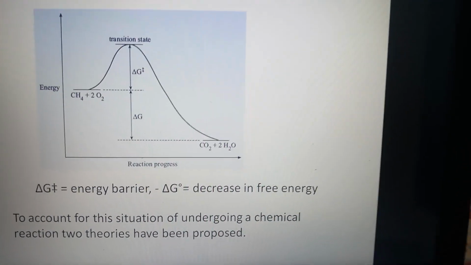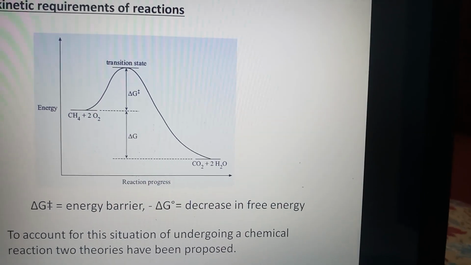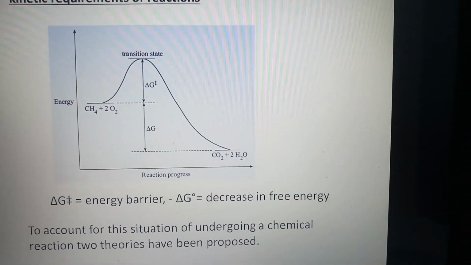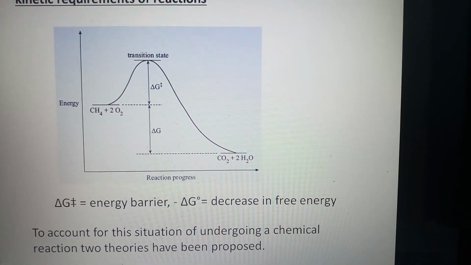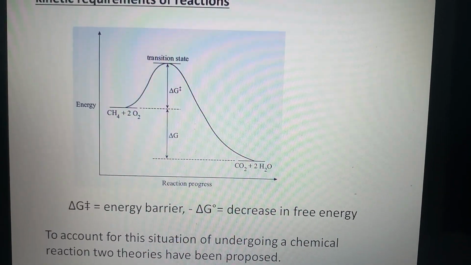To account for the rate of undergoing a chemical reaction, two theories have been proposed: collision theory and transition state theory. In our next episode, we will discuss them in detail.